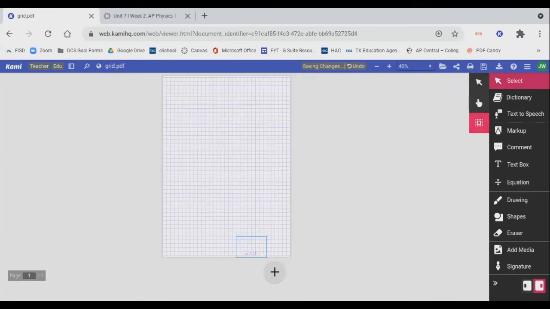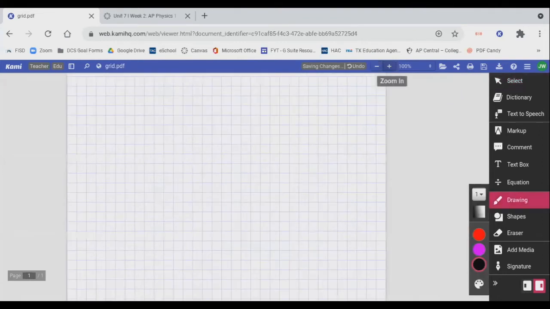It's like I got a little spare number down there. Delete that too. All right, let's zoom this back in.